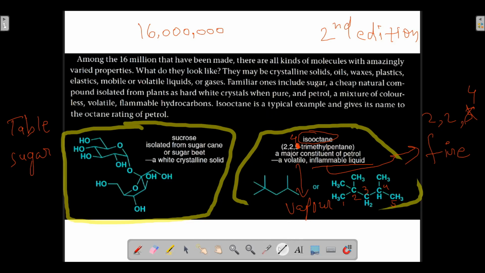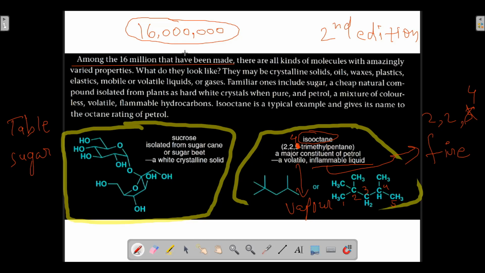Now let us move on towards our paragraph. Among the 16 million that have been made. Now if you don't know the previous paragraph, you will ask what this means. It is saying that 16 million is this figure, 6 zeros. 1 million has 6 zeros, so 16 million will also have 6 zeros.